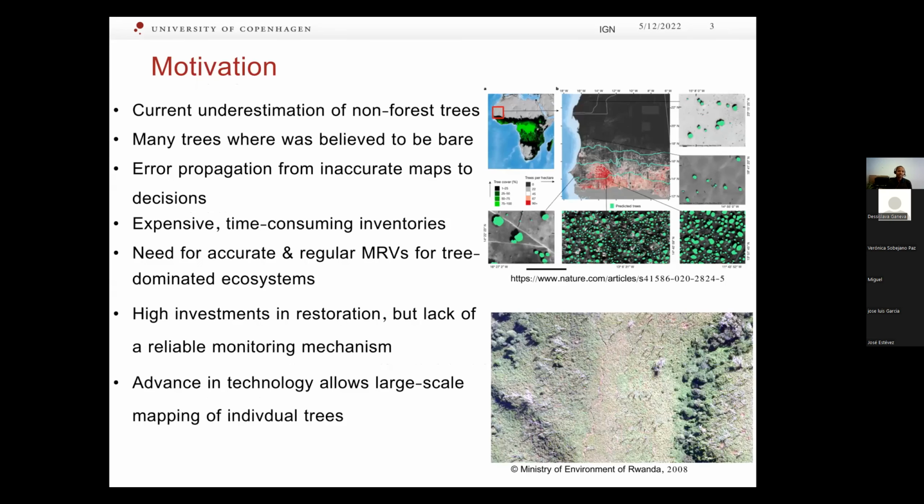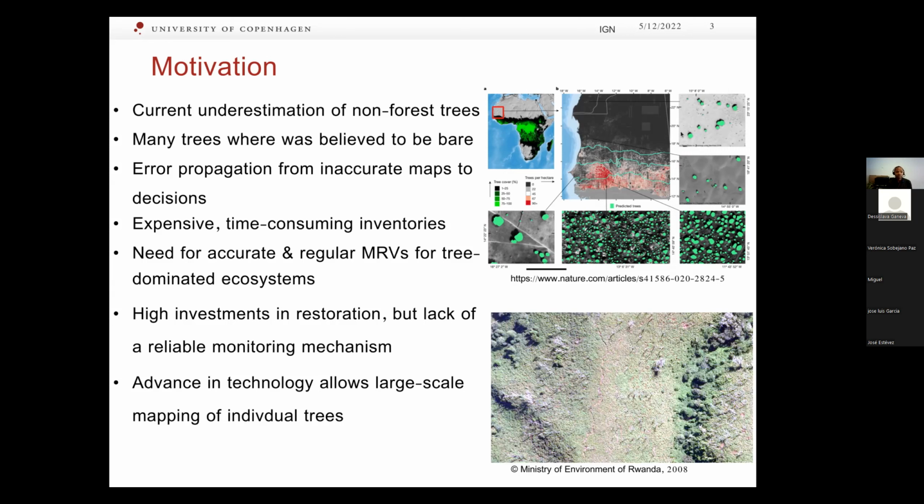So the reason to do that is because currently there are many underestimation of trees outside of forest. So this photo or image on top right is from Martin Brand and the team, where in 2020 they mapped about 1.8 billion trees in Sahel, where it used to be believed that there were no trees. They mapped using sub-meter resolution images, but most of the current global tree cover products use medium to coarse resolution products, which is why they miss a lot of trees.